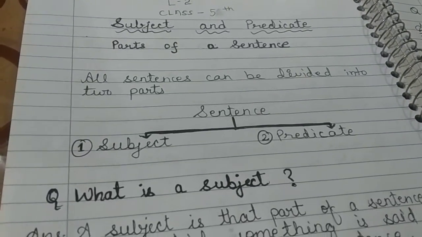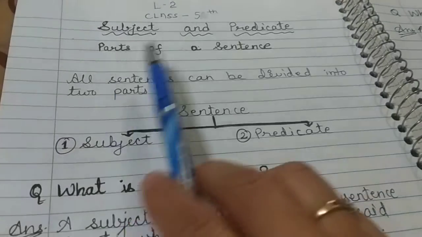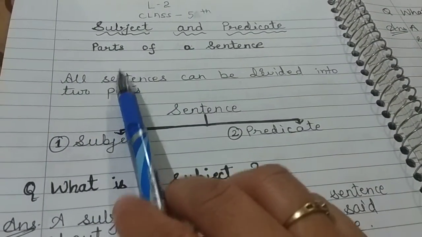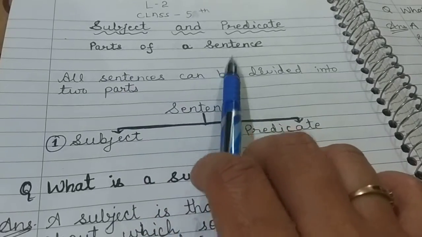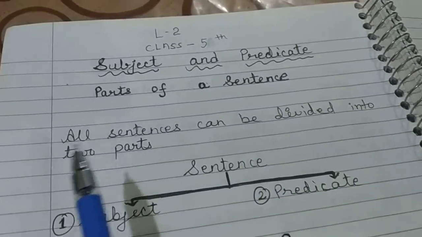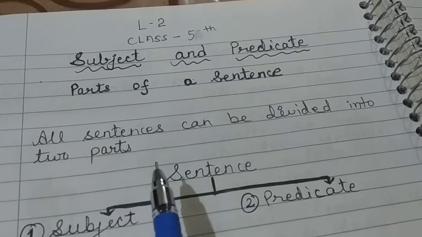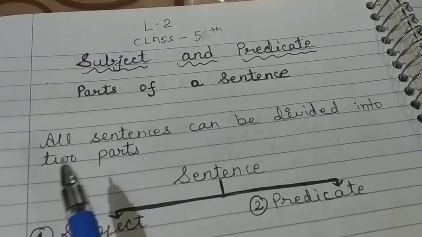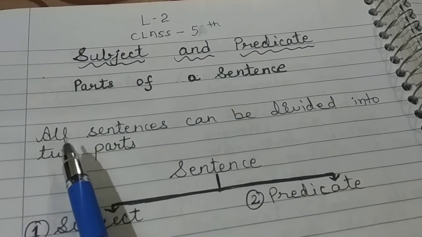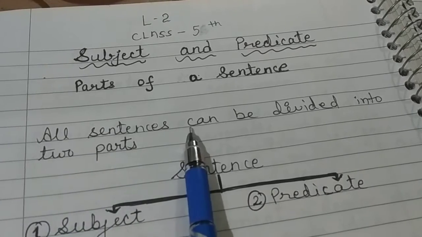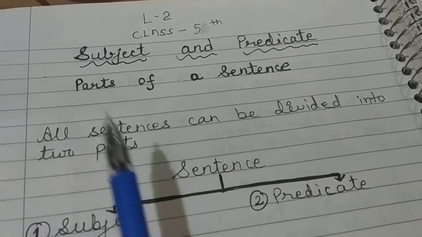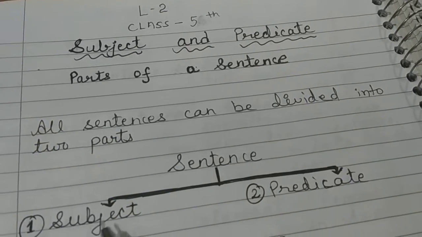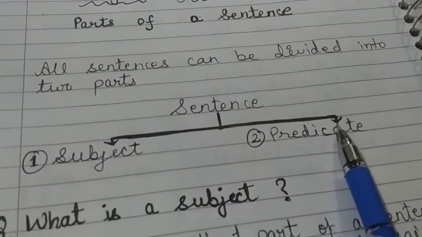Now let's start the chapter, that is subject and predicates. First of all, I would like to tell you that subject and predicate are the parts of a sentence. That means we can divide a sentence in two parts. Like you can see here, it is written all the sentences can be divided into two parts. It means a sentence has two parts. One is subject and another is predicate.